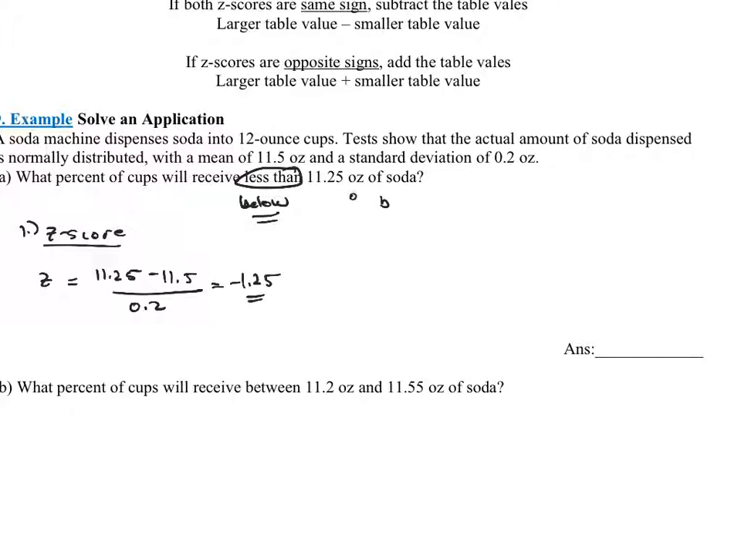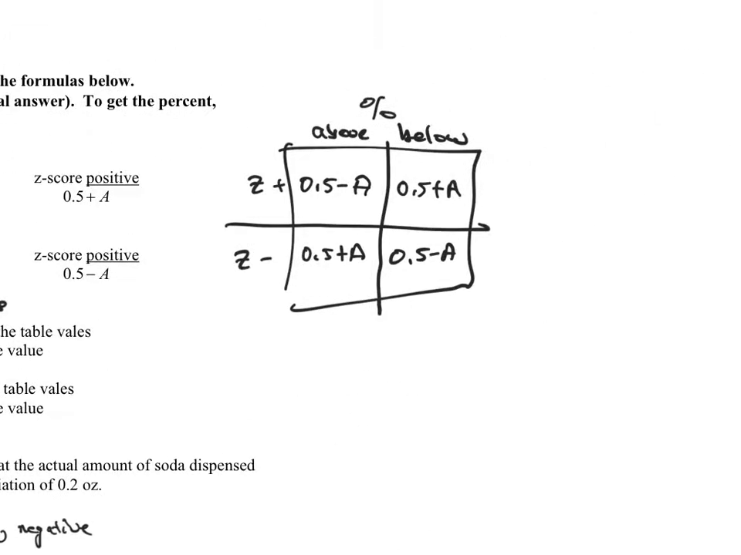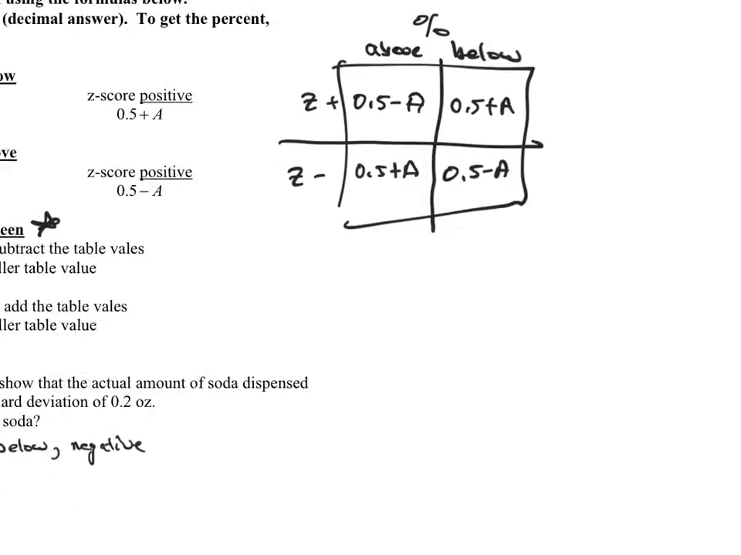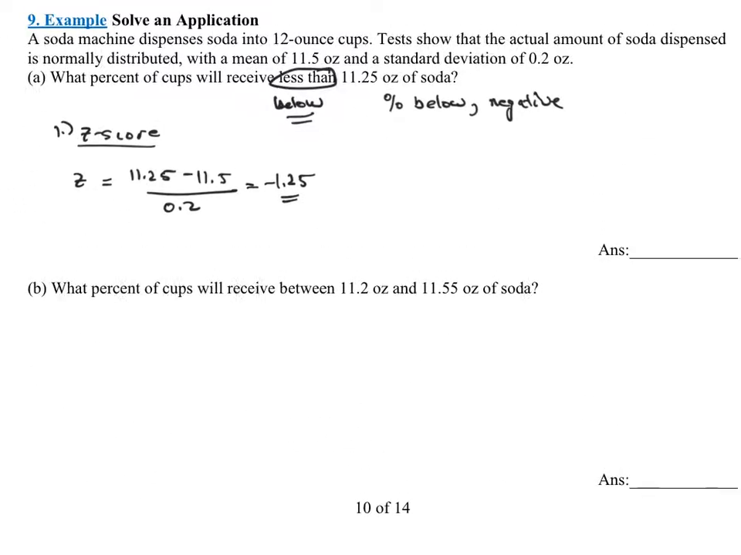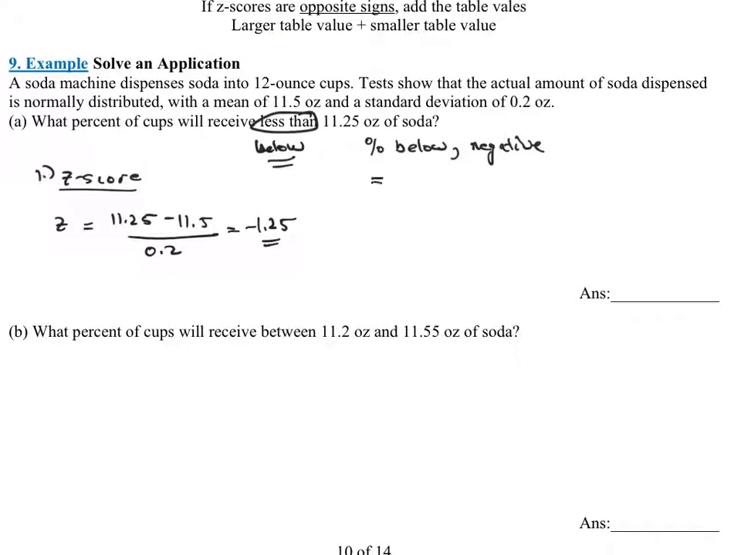So we want the percent below, and we want a negative z-score. If I go up to my chart, I'll show you what I'm looking at. Here's the percent below. Here's a negative z-score, so it looks like I'm going to do 0.5 minus the chart value. 0.5 minus the chart value.